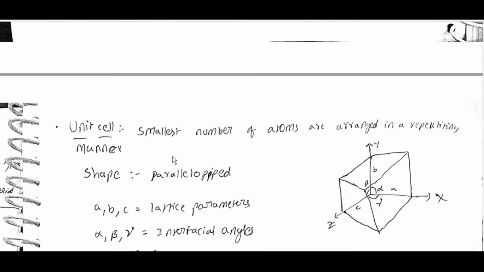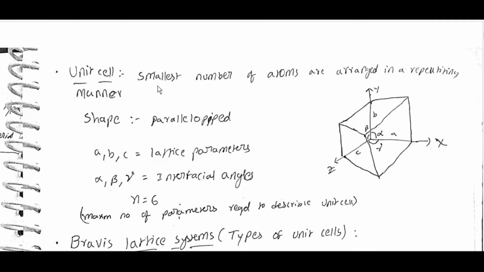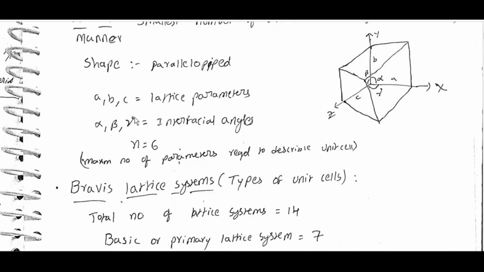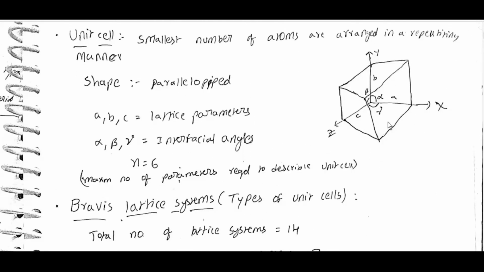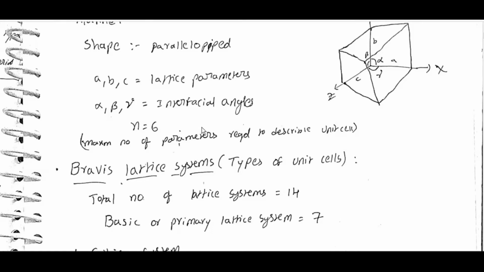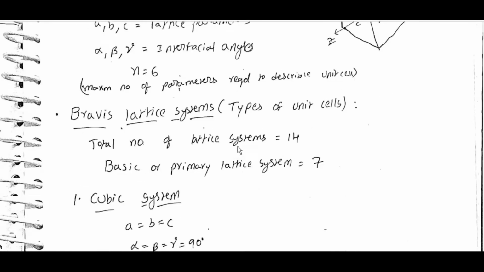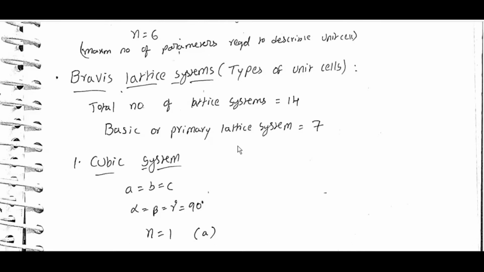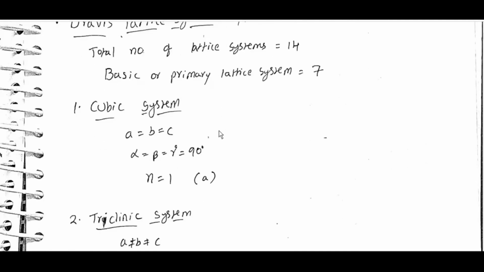Unit cell: the smallest number of atoms arranged in a repeating manner. Shape: parallelepiped. The parallelepiped is described by lattice parameters a, b, c and interfacial angles alpha, beta, gamma, so n is equal to 6, which is the maximum number of parameters required to describe a unit cell. Bravais lattice systems are the types of unit cells. Total number of lattice systems is 14. Basic or primary lattice systems are 7.